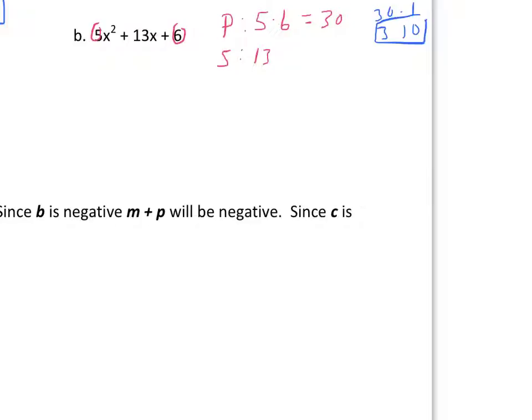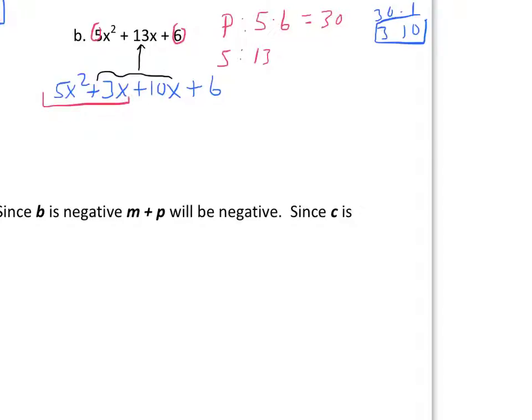So we rewrite this as 5x squared plus 3x plus 10x. Now notice I could write plus 10x plus 3x. Order doesn't matter, so we're okay with that. Plus 6. So again, these two terms replaced the 13x. It's still the same equation, but with four terms. It still represents the same thing if we were to simplify, but we are creating four terms so we can factor by grouping.